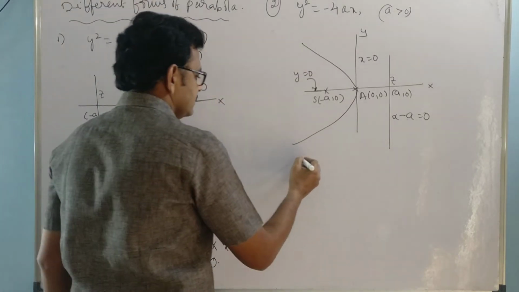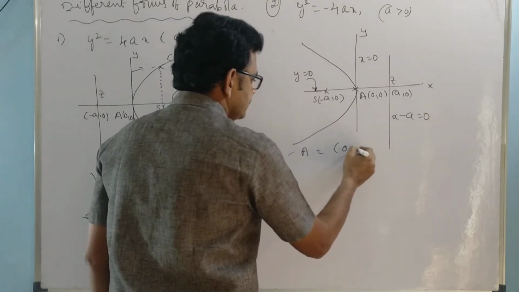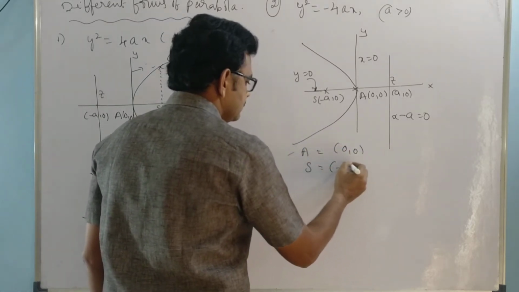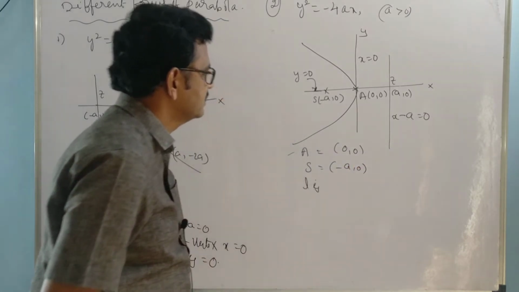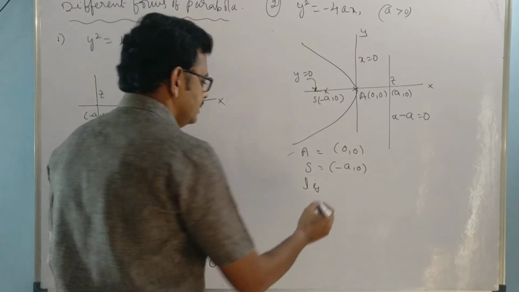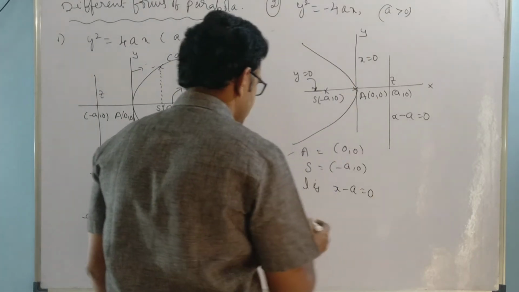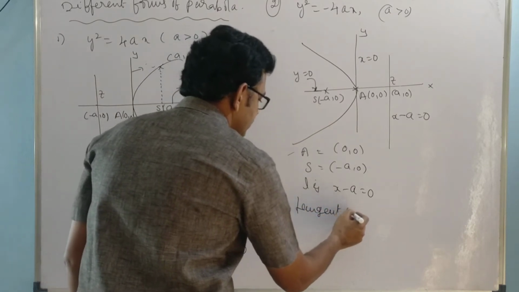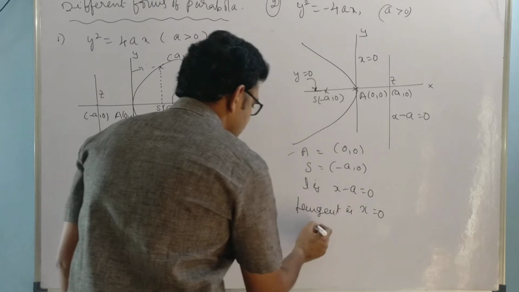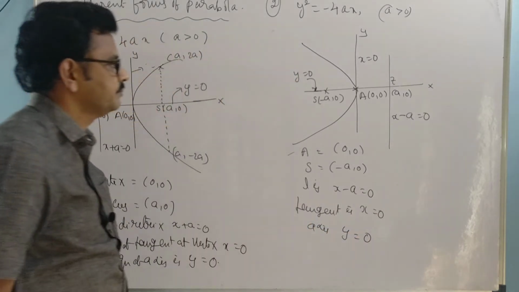So, vertex is (0, 0). Focus (-a, 0). Equation of directrix is x minus a equal to 0. Tangent at vertex is x equal to 0. Equation of axis y equal to 0.